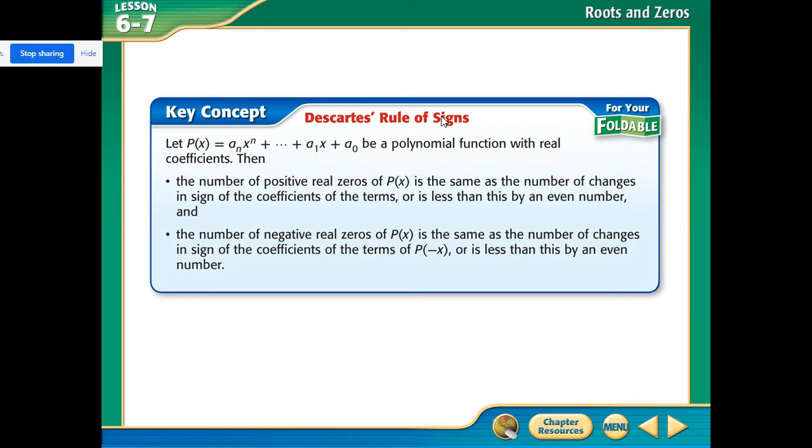So the number of positive zeros is the same as the number of changes in the sign of the coefficients. Remember, the coefficients are the number parts. So if I'm going to put a 1 in here, I'm going to do p of 1. The number of changes is how many sign changes we have. And then I'm going to do the same thing for the negative: I'm going to put in -1, or negative x. Let me show you this with an example.